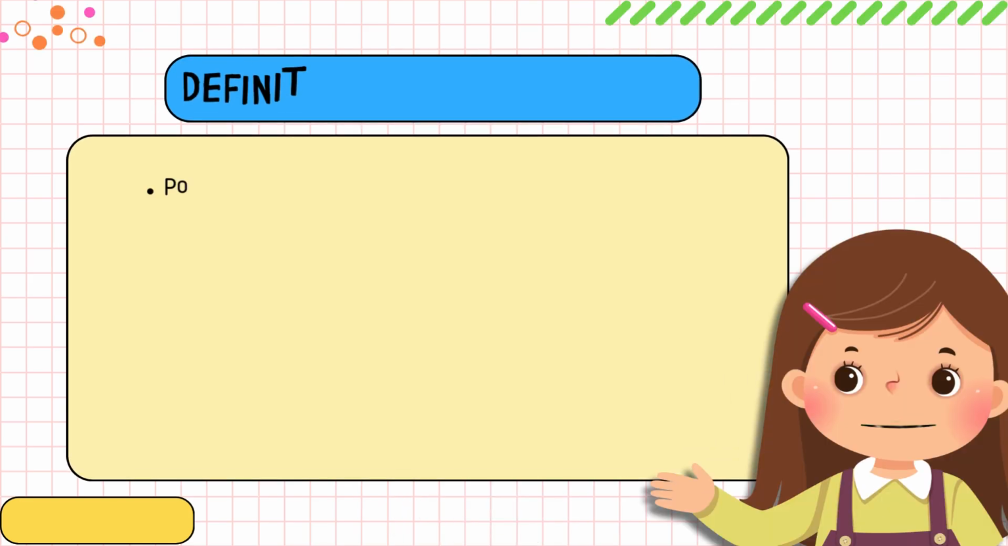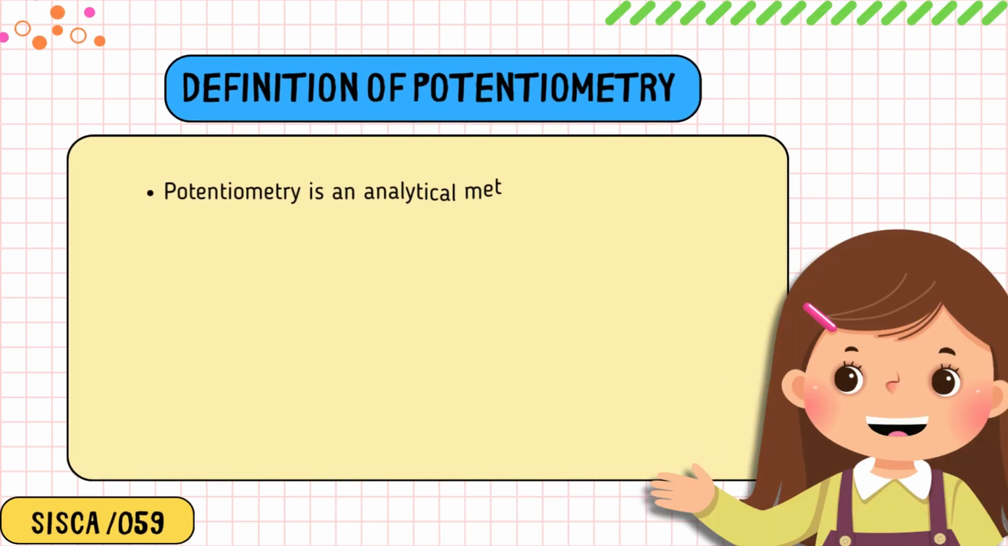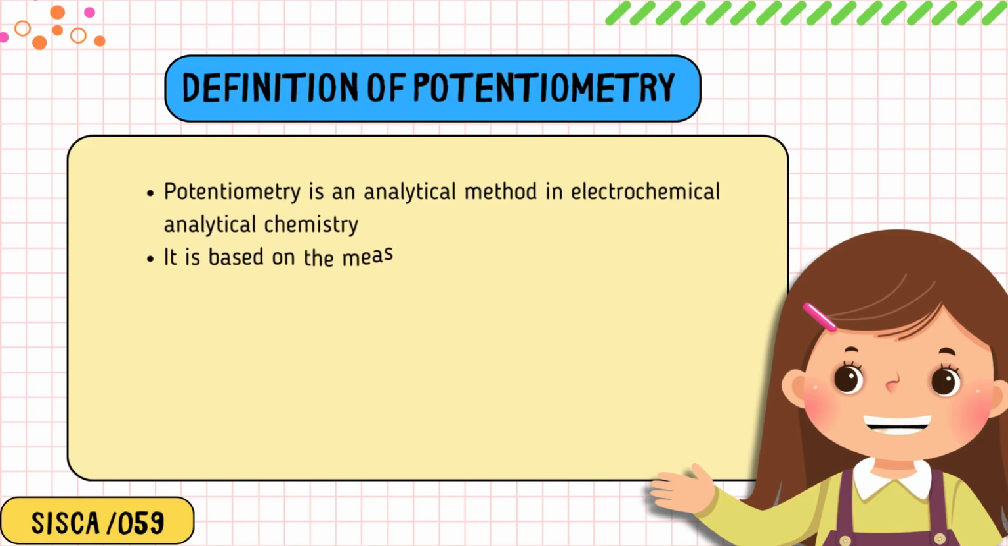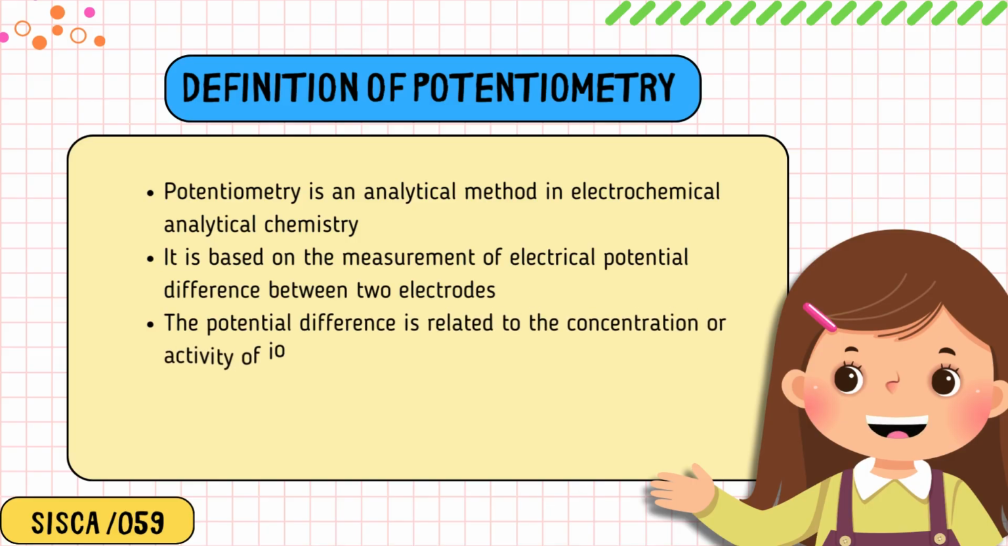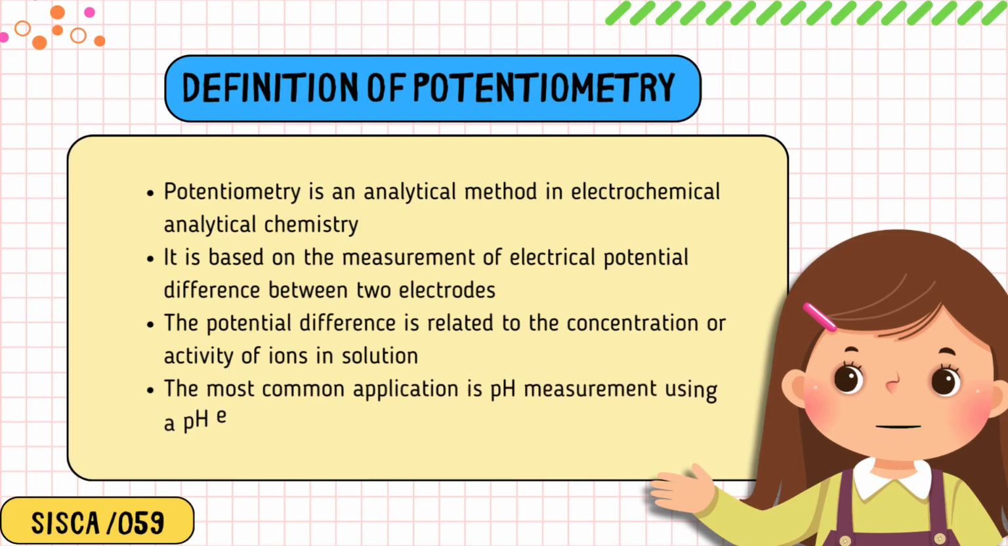solution. Potentiometry is an electrochemical analytical method based on the measurement of the electrical potential difference between two electrodes, namely the indicator electrode and the reference electrode, without the flow of a significant electric current. The measured potential difference is directly related to the concentration or activity of a specific ion in the solution. Therefore, potentiometry can be used to determine ion concentrations quantitatively. One of the most common applications of potentiometry is pH measurement using a pH electrode.